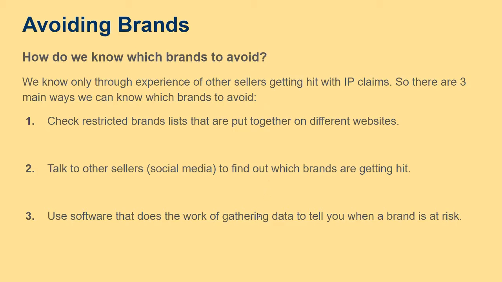Sellers report a brand, saying, "Hey, I'm getting hit with an IP complaint." And if enough sellers are reporting these IP complaints, then that's how people are able to put together a list. That's how people are able to build their database of brands to avoid.